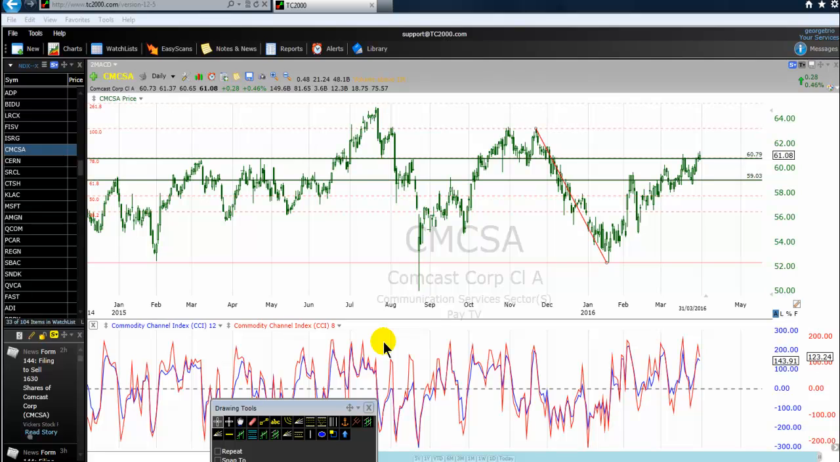How to improve Fibonacci retracement trading like a pro.